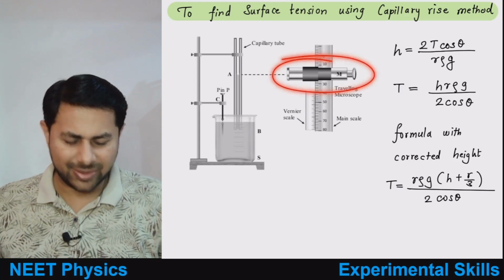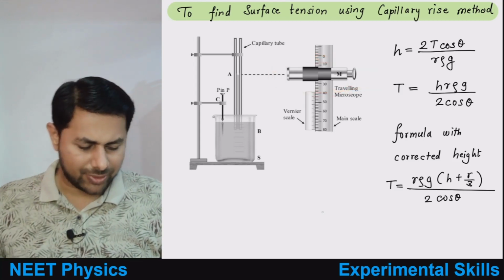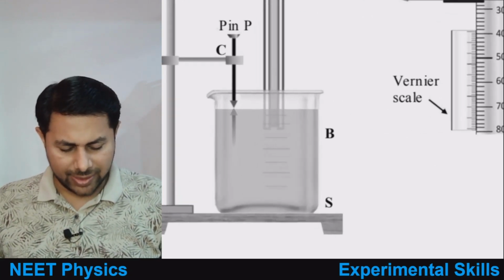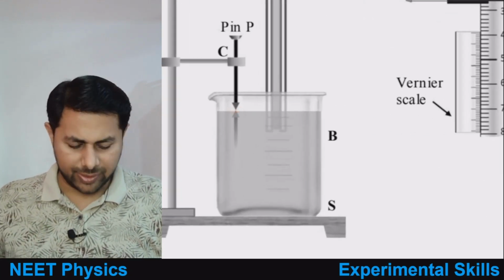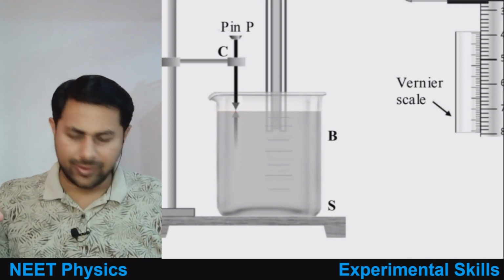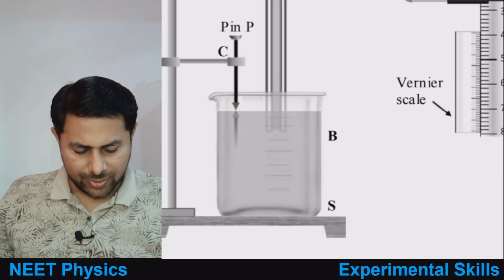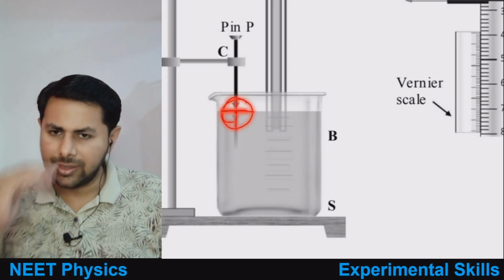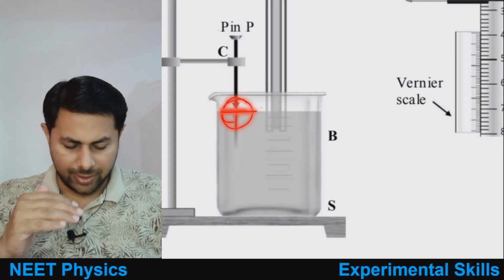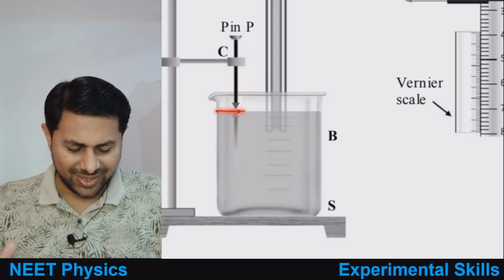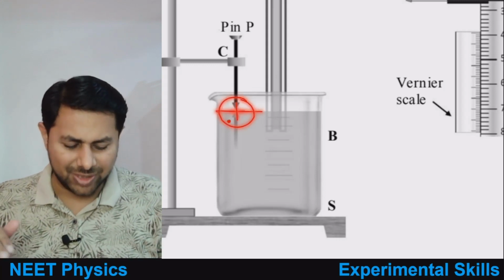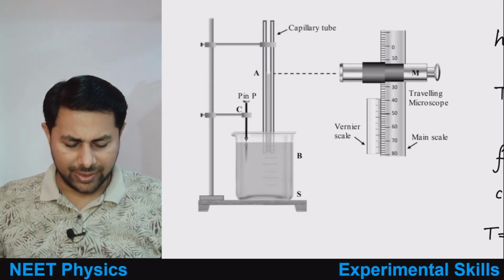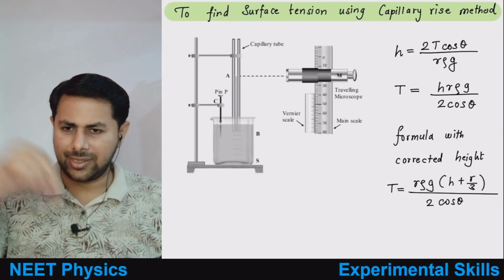So you have a traveling microscope. When you look through the traveling microscope, you will see a marking like this. You want to measure the height of this tip, that means the height of the liquid level. So you will match this horizontal cross wire with the tip, exactly at the bottom of the tip, right? And you will measure the height of the tip, that means the height of the liquid level. Then you insert the capillary tube.